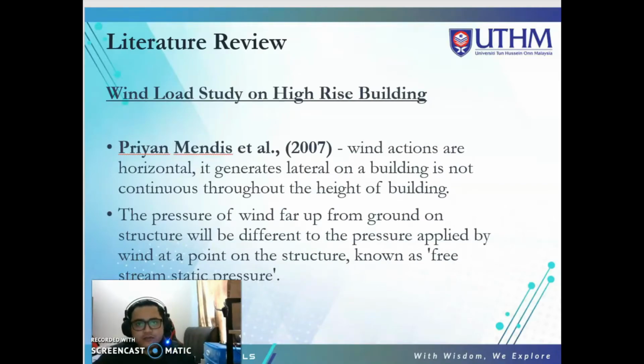Next I will present the literature review. The literature review is the study that I have researched before about this project, CFD. I divide it into wind load studies on high-rise buildings and on low-rise buildings, because Haji Mohamed Yassin Mosque is considered a low-rise building. For the high-rise building, Mendes researched that wind actions are not horizontal. It generates lateral loads on the building and is not continuous to the height of the building.